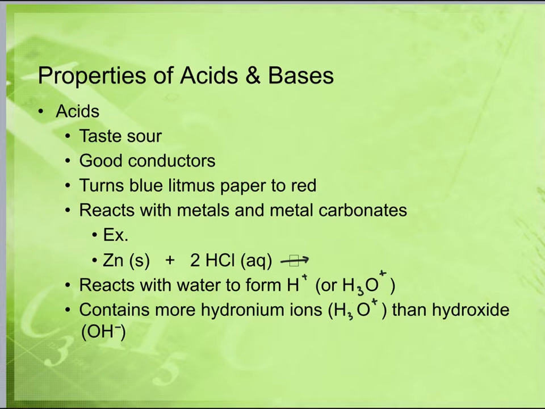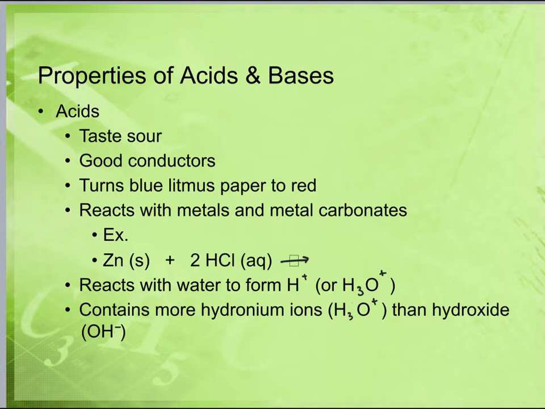So we'll start with acids. These are some characteristics of them. They taste sour, so things that have a sour taste to them are often acidic. Think things like citric acid, citrus fruits. They are good conductors of electricity, so you can run a current through them.